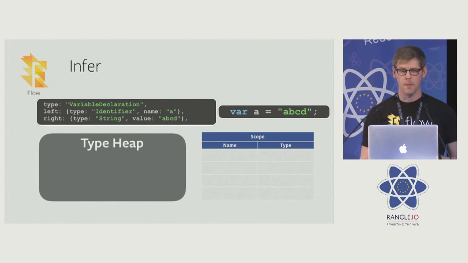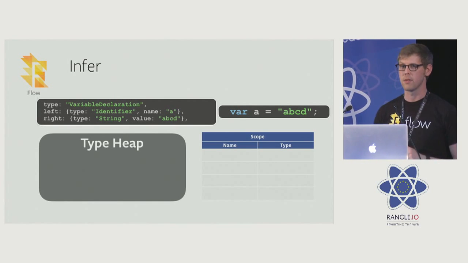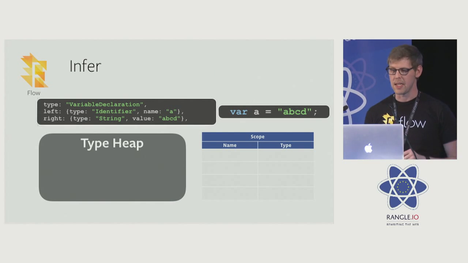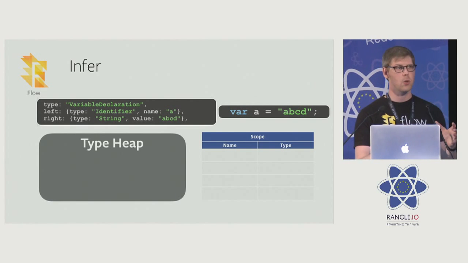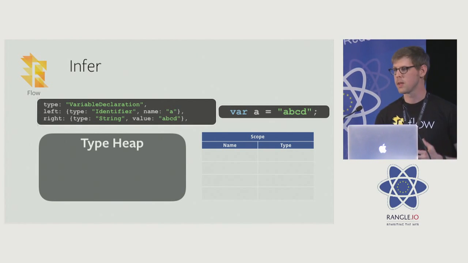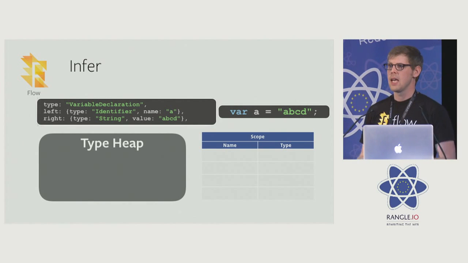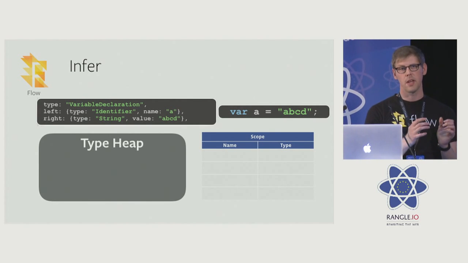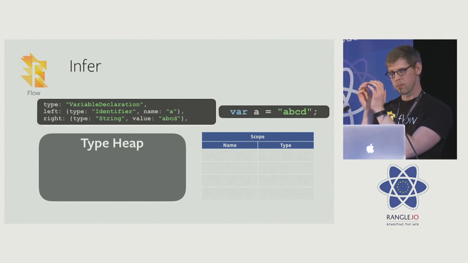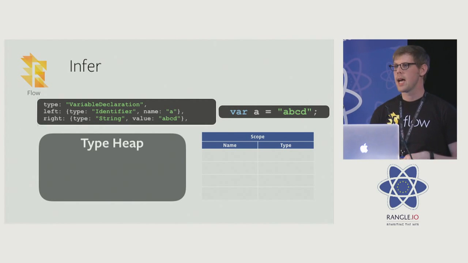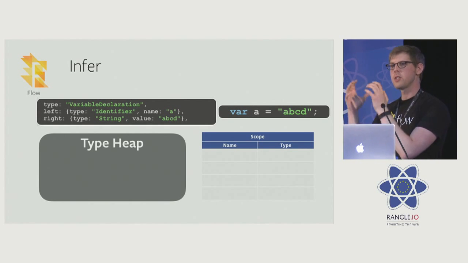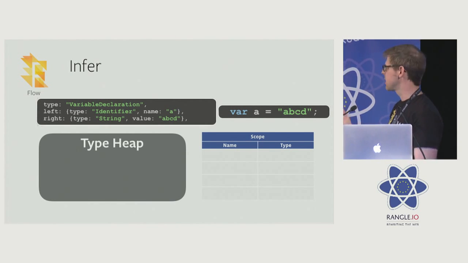The next area of memory that we're concerned with as we go through the infer phase is what we call the type heap. The type heap is where we store all of the types in Flow, and you have lots of types in your program. In Flow, each type is represented by a tiny little data structure, just a little object inside of Flow. Each type is represented by one of those little objects, and it sits in the heap.